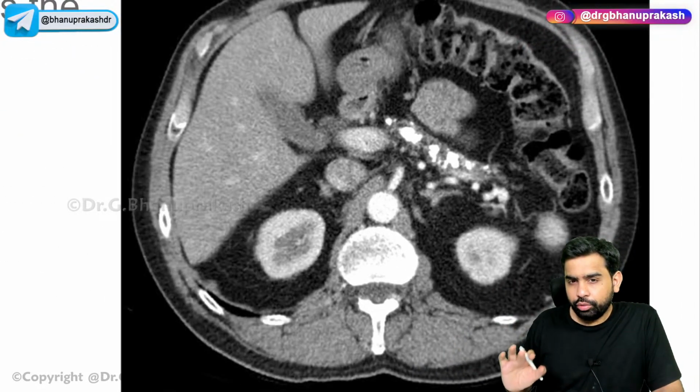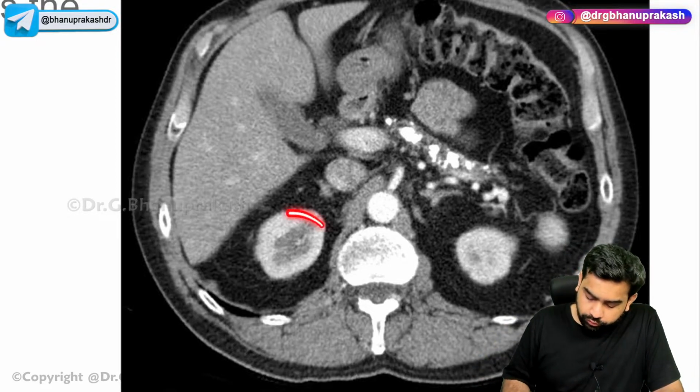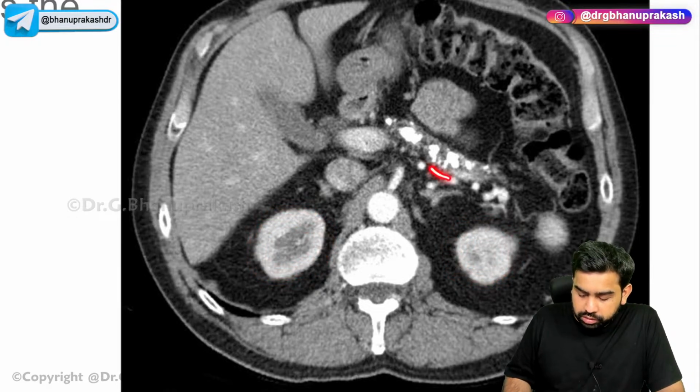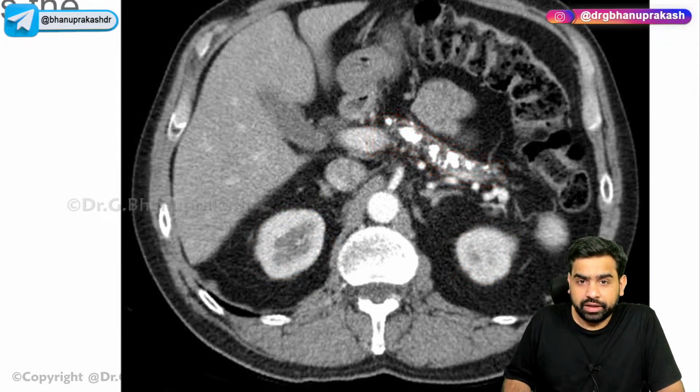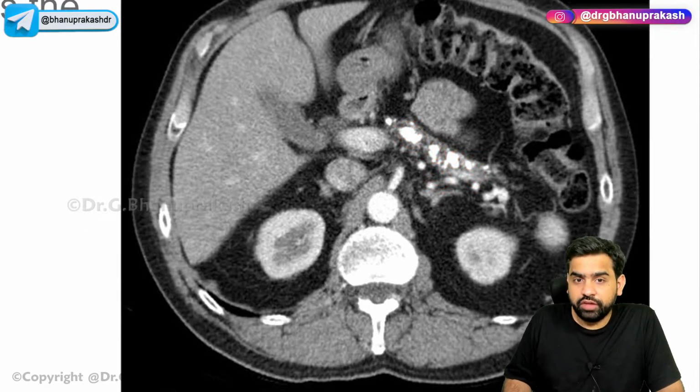So you should be able to appreciate the basic things in the CT scan, right? For example, what are these? These are the kidneys. Now what is this particular stuff? This is your pancreas, guys. And I hope you're able to appreciate that there are calcifications in the pancreas.